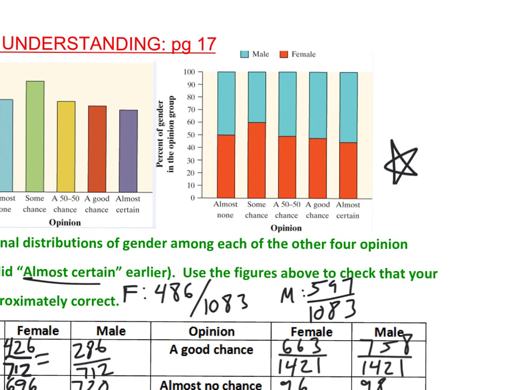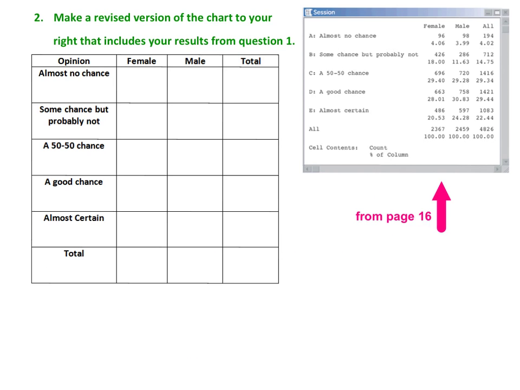It would show you, oh, you could see with the red being the female that they were at a higher proportion for some chance, and then it looks like it was about 50-50 or slightly higher for the males for the other categories.